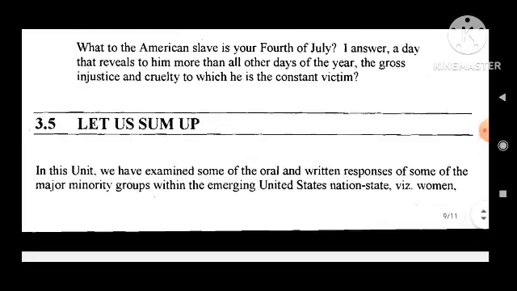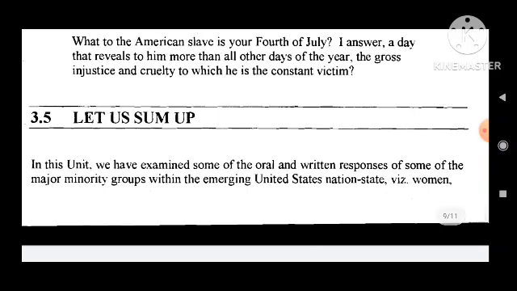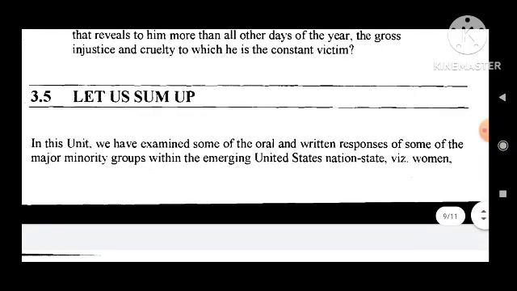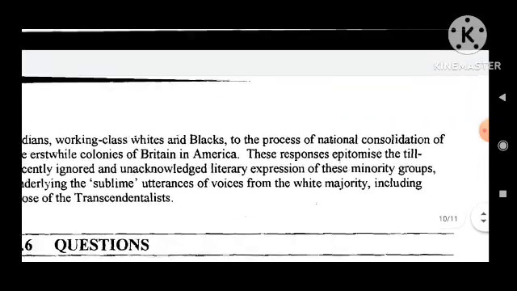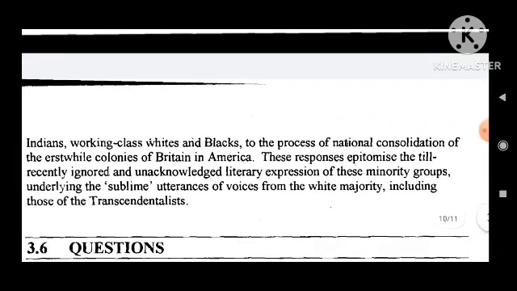Then let us sum up. In this unit, we have examined some of the oral and written responses of some of the major minority groups within the emerging United States nation state, for all women, Indians, working class whites and blacks, to the process of national consolidation of the erstwhile colonies of Britain in America. These responses epitomize the till recently ignored and unacknowledged literary expression of these minority groups, underlying the sublime utterances of voices from the white majority, including those of the transcendentalists.